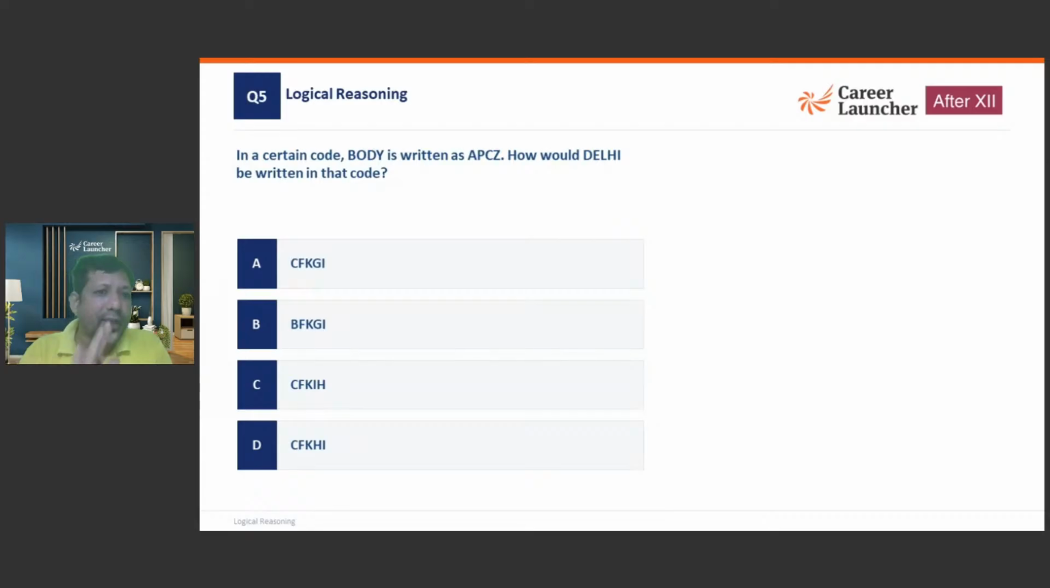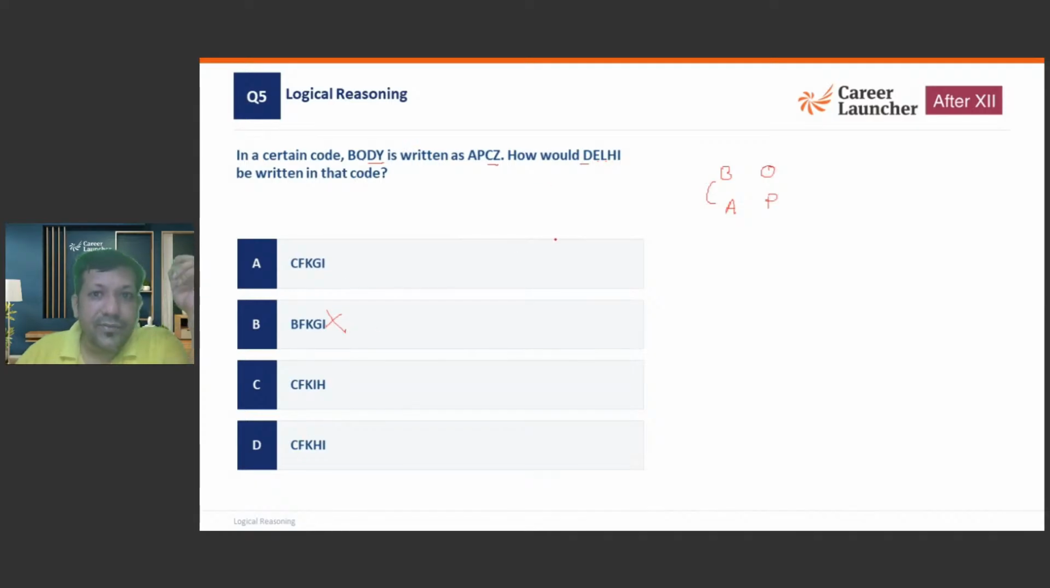Now, question number 5. It says that BODY can be written as APCJ. What is B? B is going back by 1. So B becomes A. So D becomes C. So this option is gone. O becomes P, which means the next alphabet is going to be F. In all three options I am getting F. No need to calculate. D becomes C, one alphabet before. So L is going to be K.